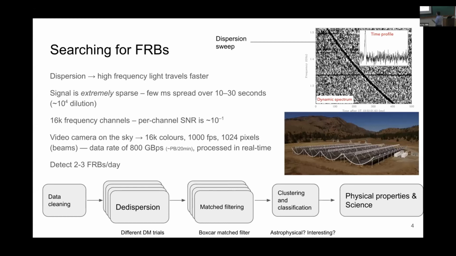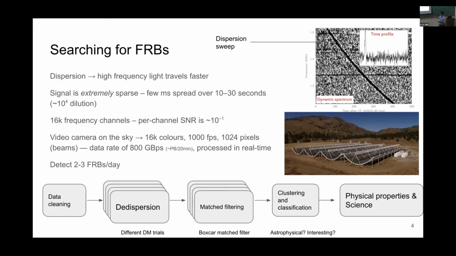Now, the way you do FRB detection is you have to do a lot of data cleaning because most of your data is just noise, right? Then you do de-dispersion, and you have to put a loop here because you have to do different dispersion trials. You try for different dispersion measures. Then you do a matched filtering where you say, okay, is there something which goes blip in my time profile? And you do that for each dispersion trial as a function of time.